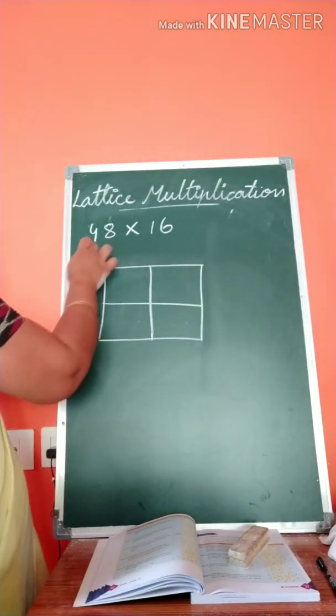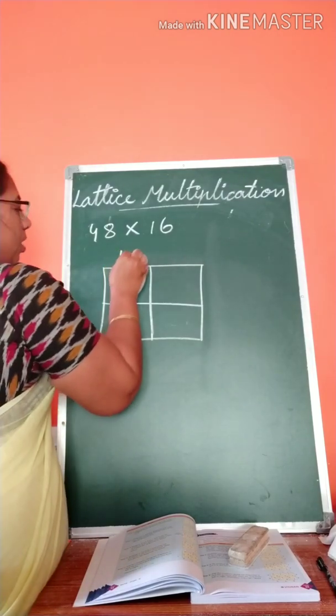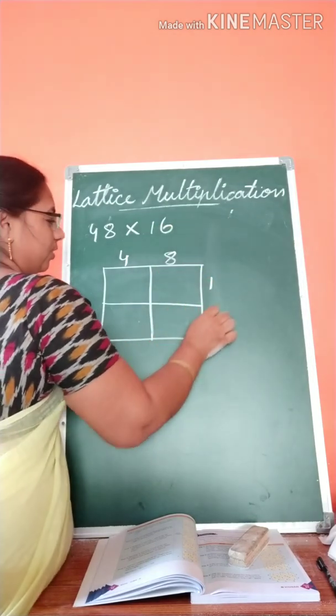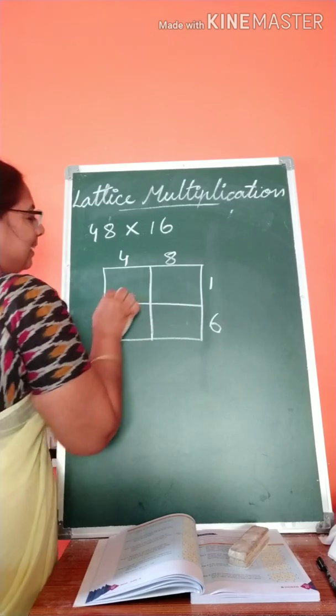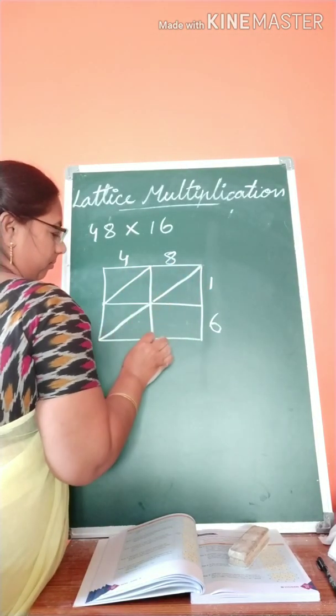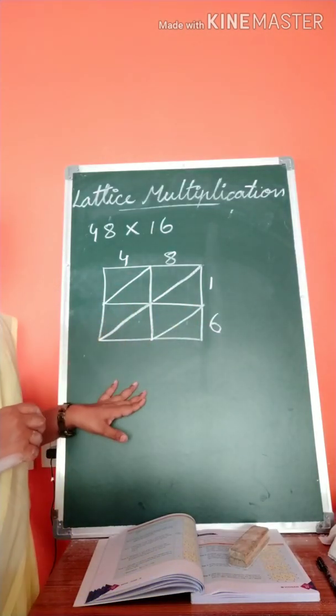Now see. As there are 2 digits, the first number we have to write horizontally on the 2 boxes and the second number we should write vertically on the 2 boxes. Okay, now what we have to do? We have to draw the diagonals for every square. Up to here you are clear, right?